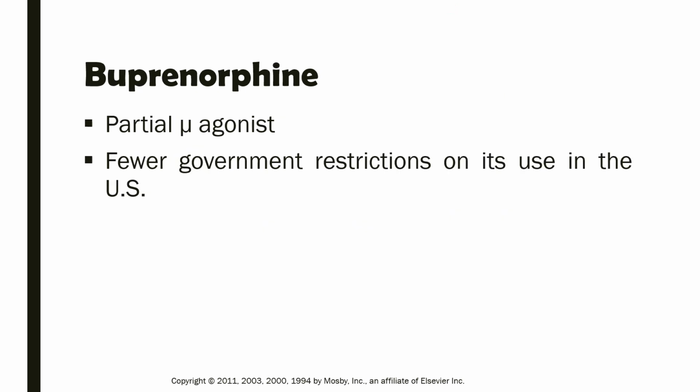We also have buprenorphine. Buprenorphine is a unique drug in that it is classified as a partial mu agonist. Unlike the aforementioned drugs that have a high potential for human abuse and are therefore federally restricted, buprenorphine has fewer government restrictions, particularly in the US. Its efficacy as an analgesic for small animal patients continues to be studied with promising results following both IV and buccal mucosa administration in cats.